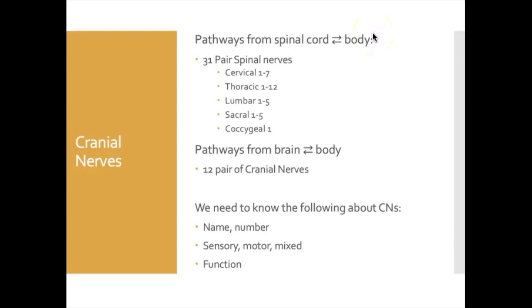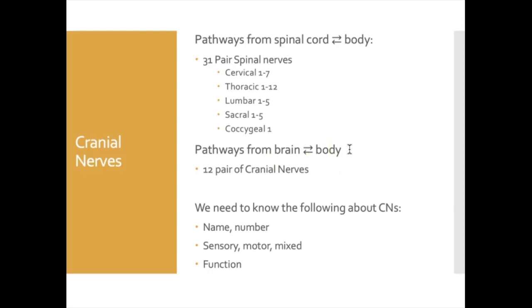So spinal nerves connect the spinal cord and the body. Sensory information can be transmitted through spinal nerves to the spinal cord through the dorsal branch. Motor information can be sent out from the spinal cord to the body through a ventral branch of a spinal nerve. All right? Now, let's think about pathways between the brain and the body. This is where the cranial nerves come in.